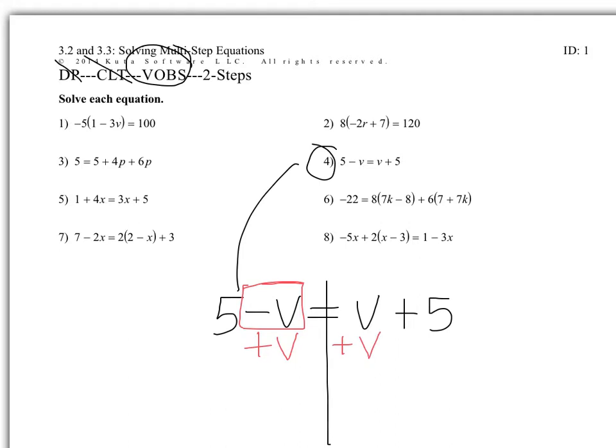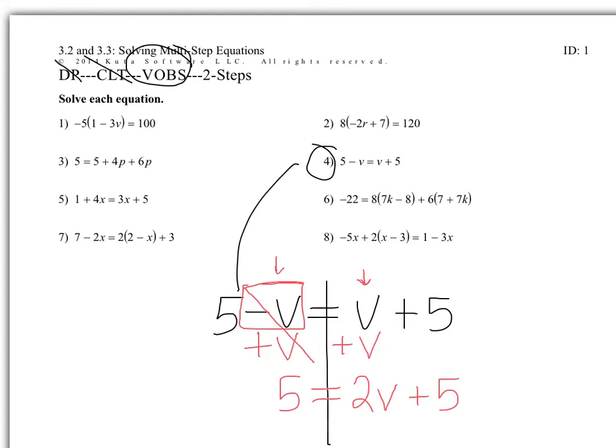So by adding v, that will delete the minus v from the left-hand side. And it's going to make my equation 5 equals 2v plus 5. Now my v's are only on the right-hand side. I could have canceled out the v on the right if I wanted to, but I went ahead and chose the one on the left instead.